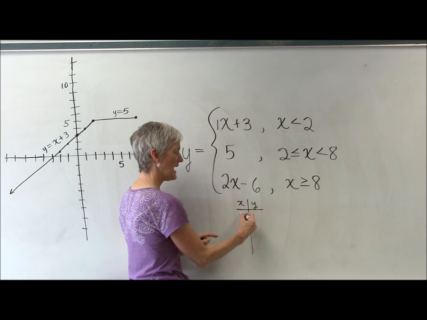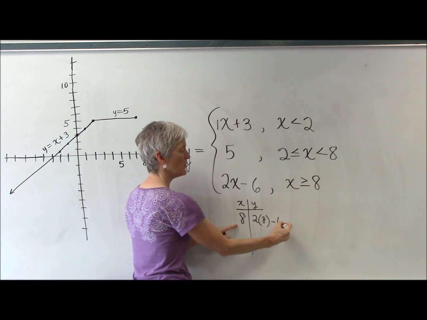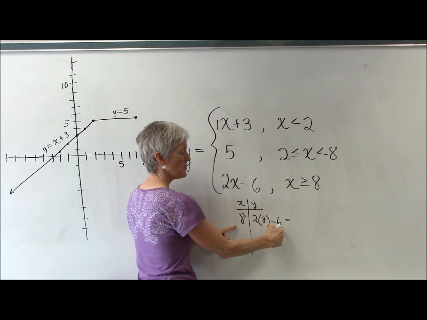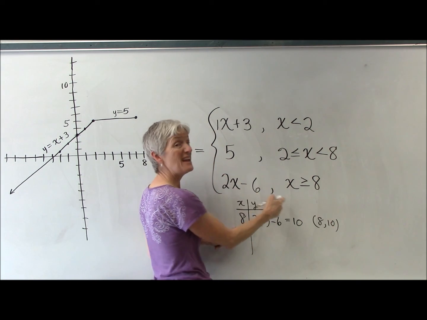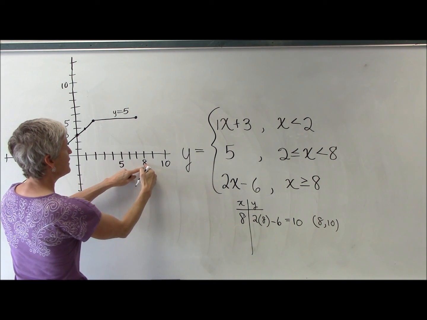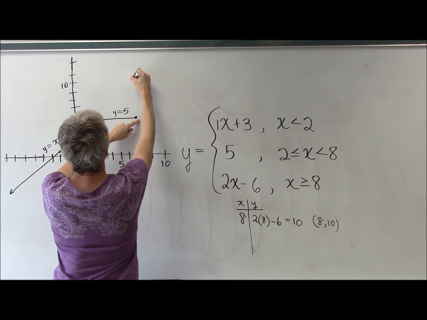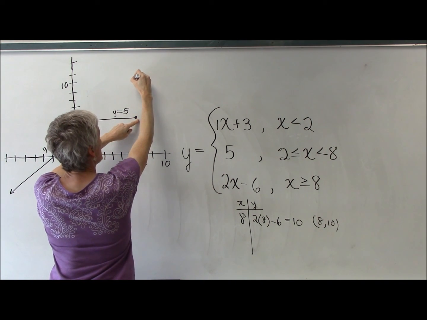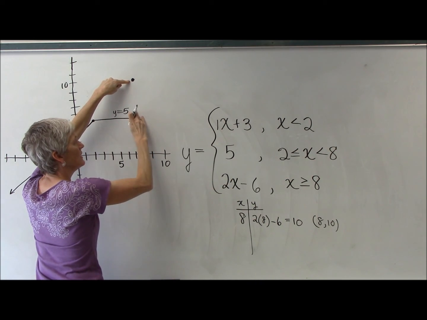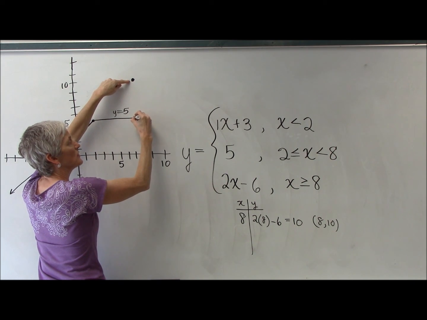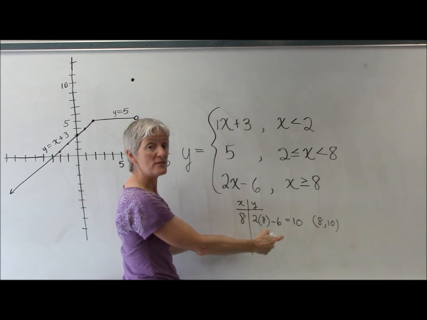So I'm starting at 8. So when x is 8, let's see what y value I get. 2 times 8 is 16, minus 6 is 10. All right, so 8, 10 is where this piece begins. So when x is 8, y is up. Okay, I'm not starting where I ended before. So that's going to be a closed-in circle because that's inclusive. This guy right here has to be an open circle. Do you see that?